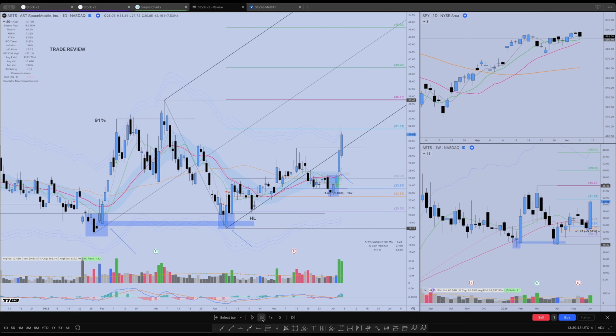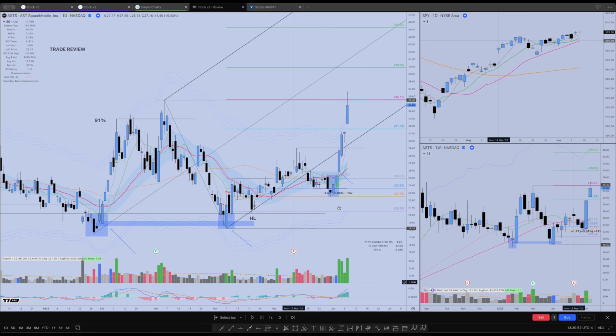All right, so we have continuation. We just have a little pause day. This isn't too big of a deal. This is something you would expect. And look at that. Wow. Huge gap. So we gap over target number 1 and we land in target number 2. So TP2, 1.618 plus prior major high.